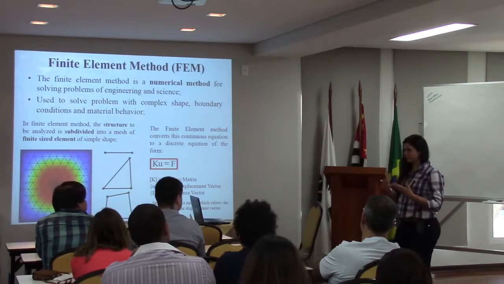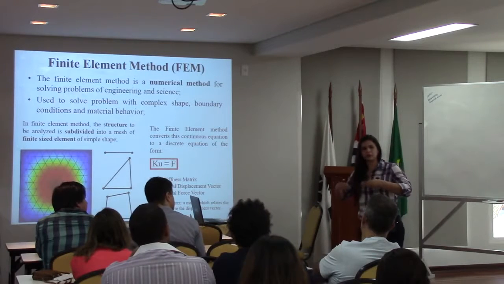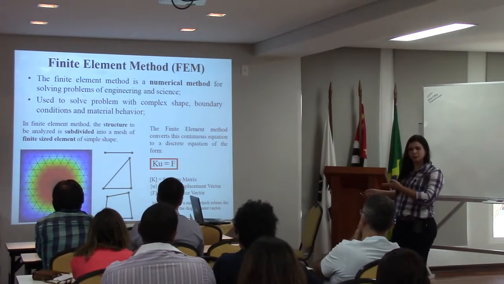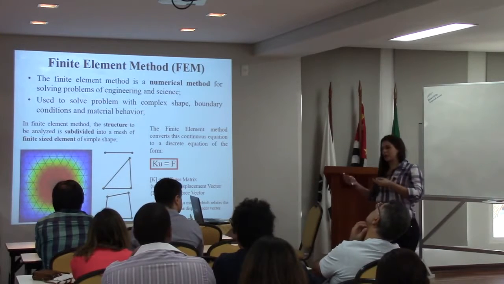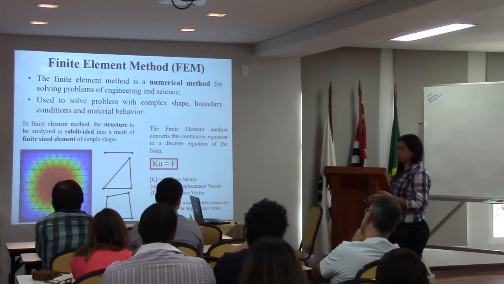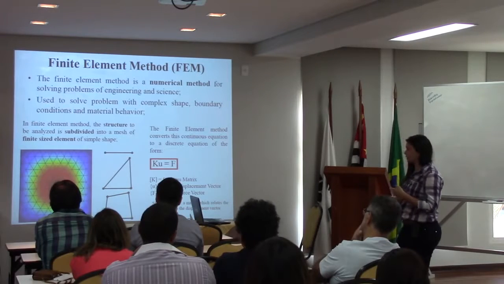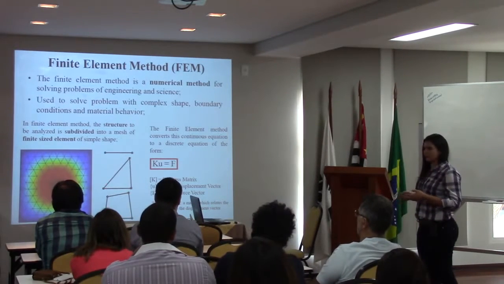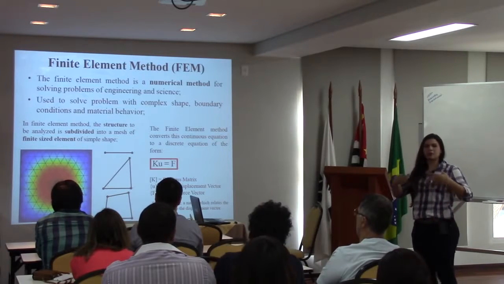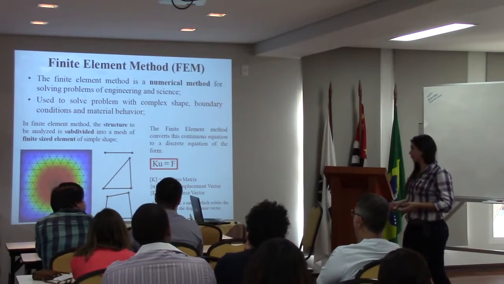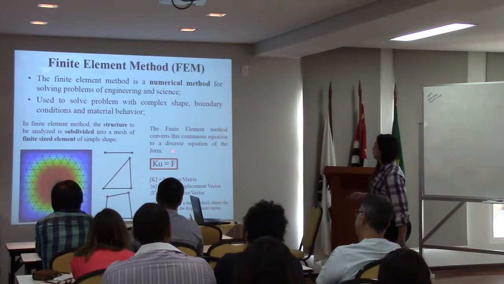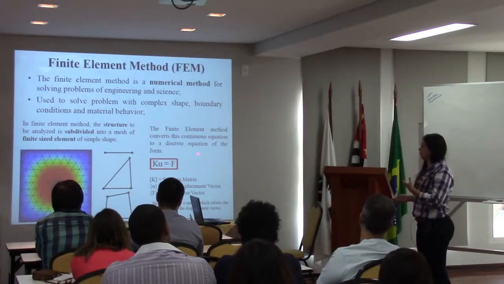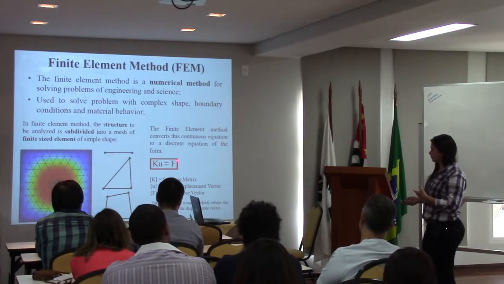When you have a problem, first you define your problem. You define your structure. Here I have one example, really simple. And then you subdivide this problem in finite elements, as you can see here. These finite elements can be like this or this or this. You will decide this based on the problem you are working on. And then the finite element method converts this continuous equation to discrete equation in this form.